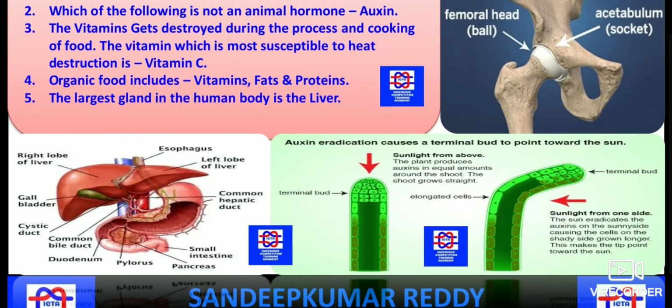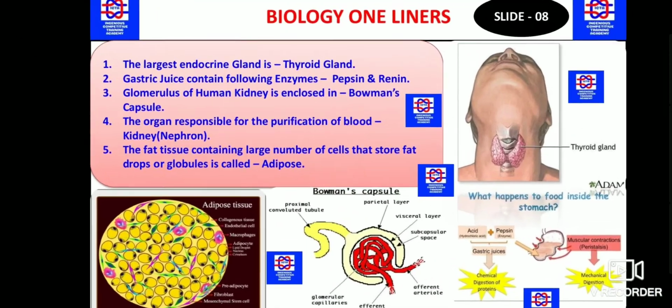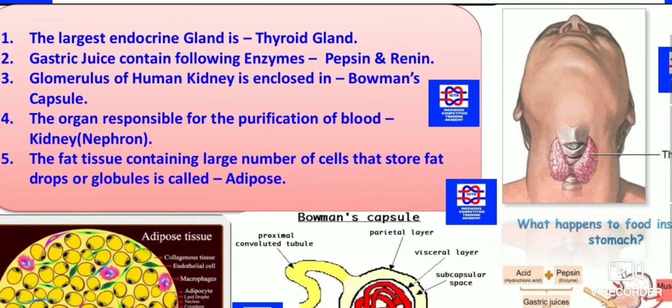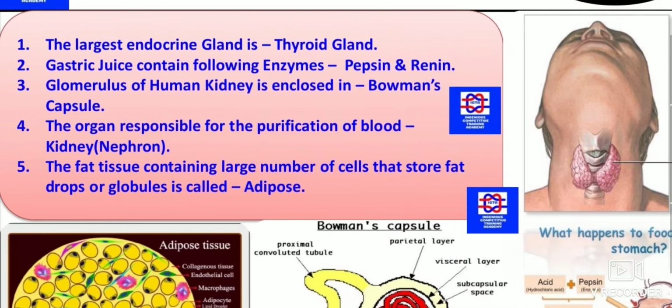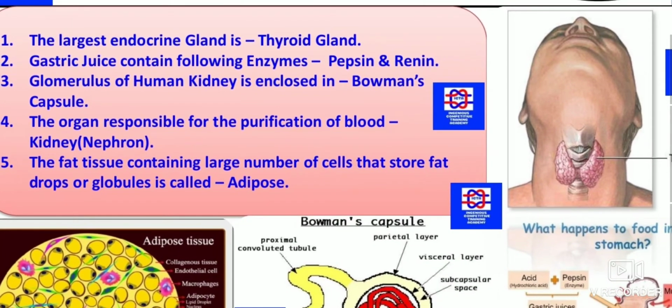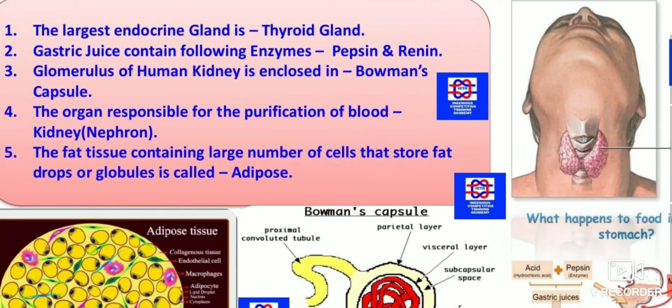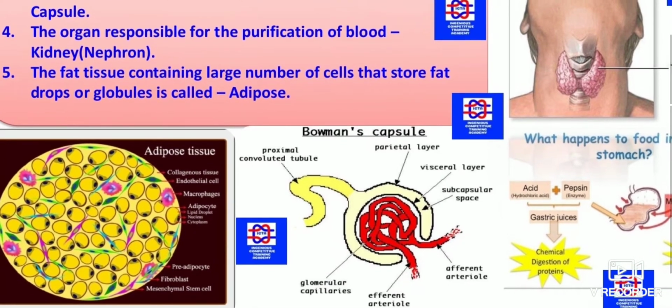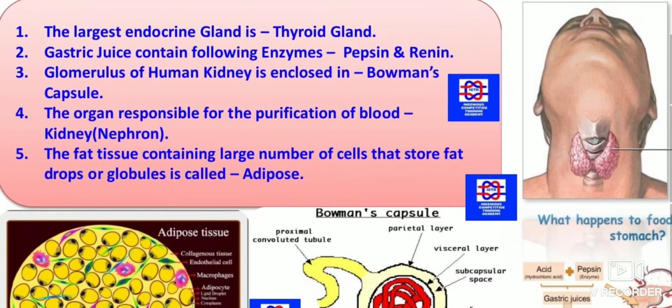The largest endocrine gland is the thyroid gland, as you can see on the right side. And gastric juice contains the following enzymes. So the gastric juice inside our stomach contains pepsin and renin.